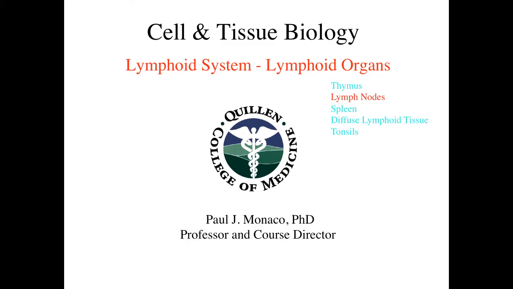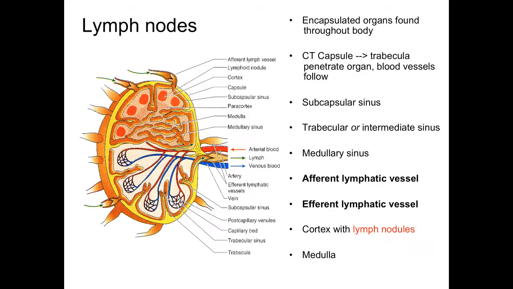This podcast continues our series in the lymphoid system. We're dealing with the lymphoid organs now, and here we're going to be talking about lymph nodes. Lymph nodes are encapsulated organs, and you may remember from gross anatomy they're found throughout the body.